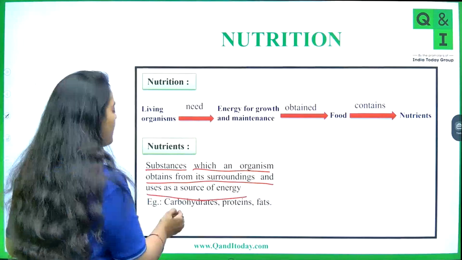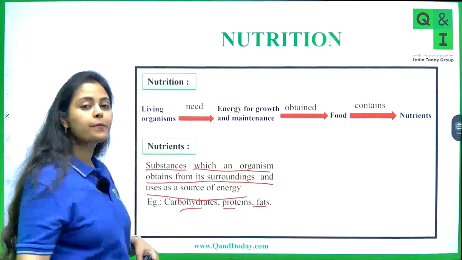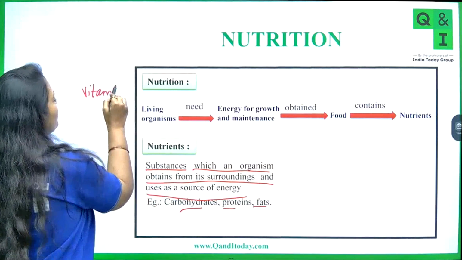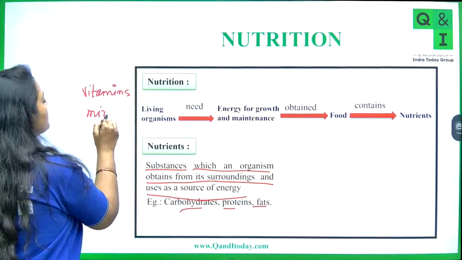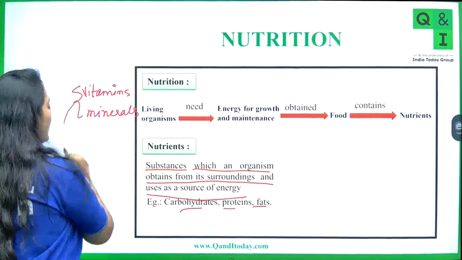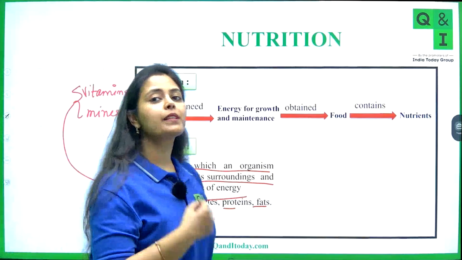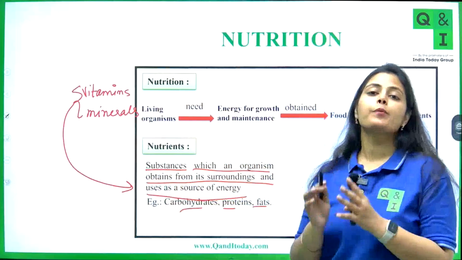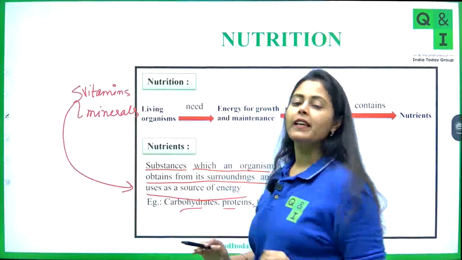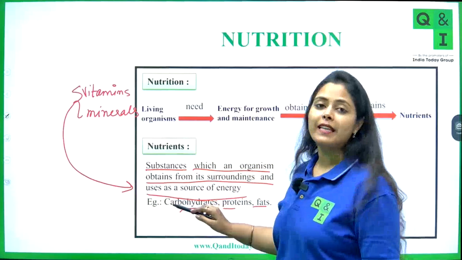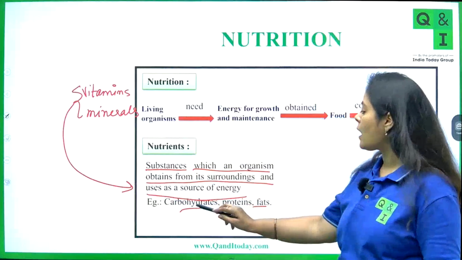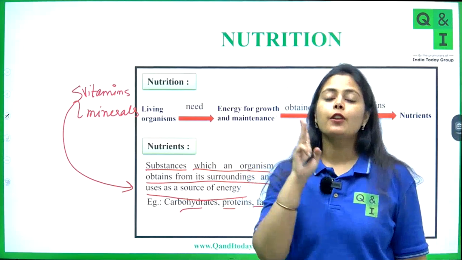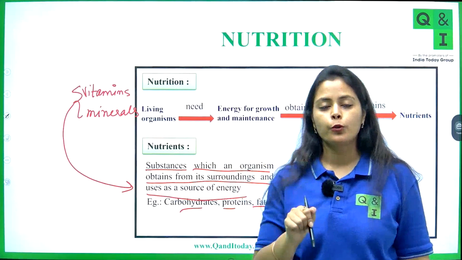You have several nutrients present in your food. For example, they can be carbohydrates, proteins, fats. Apart from that, students, you also have vitamins and minerals. They are also a type of nutrients present in your food. Now I would like everyone to focus on three important nutrients: carbohydrates, proteins, and fats. I want everyone to write these three nutrients in your notebooks with a star.